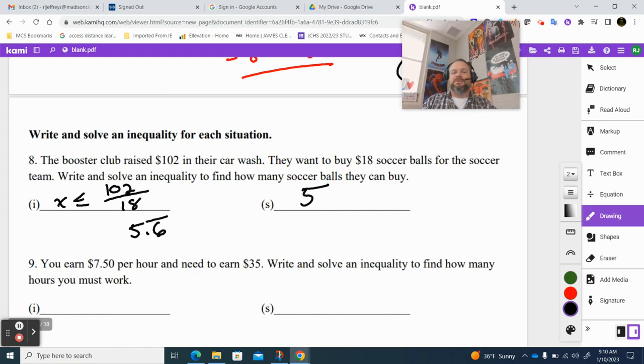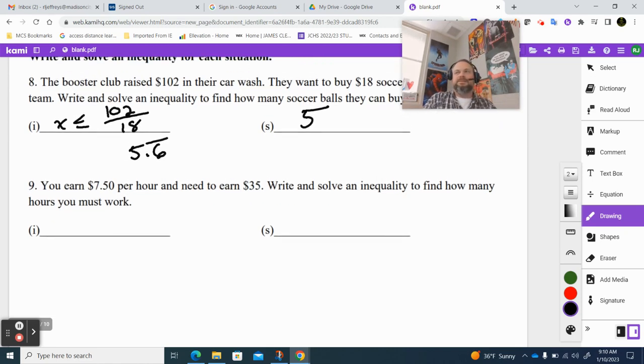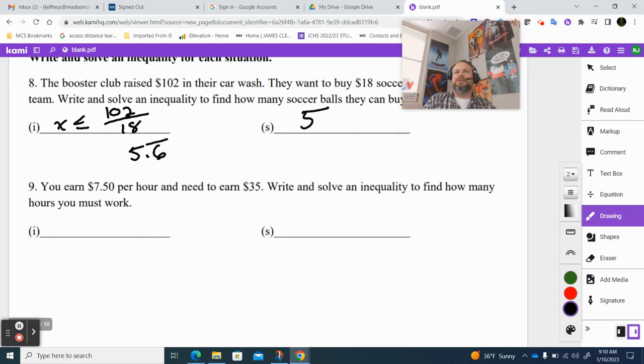Unless they have a very small soccer team, I don't think that's going to be a good fundraiser. Because how many soccer balls y'all have? Like 85? It's a bunch. It's a bunch.